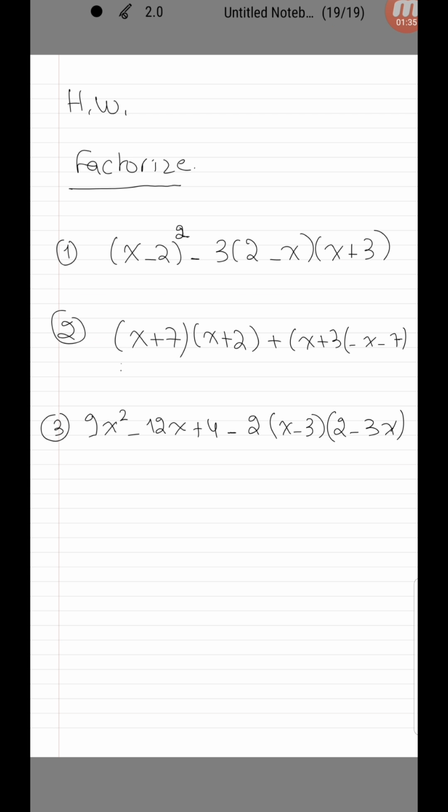Okay guys, now we're going to have a homework. Factorize these three expressions, and we're going to continue our lesson tomorrow.